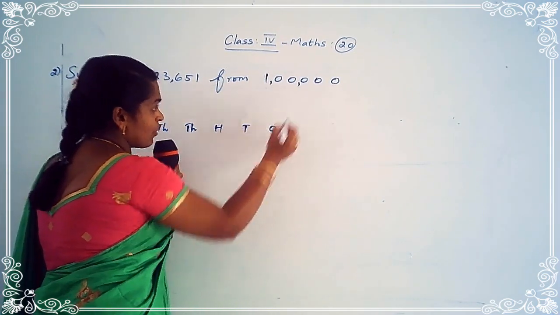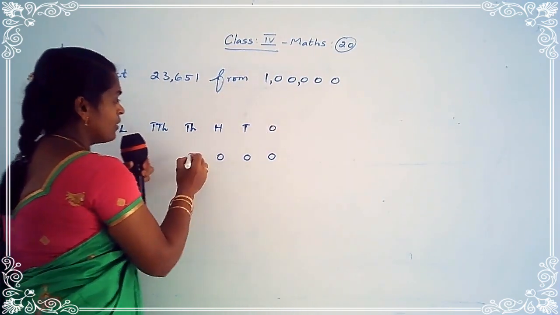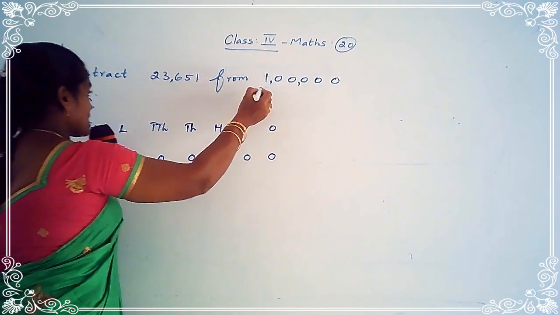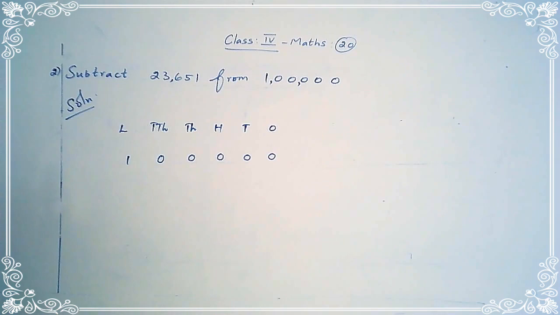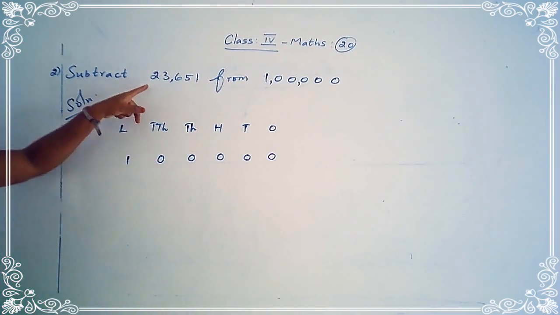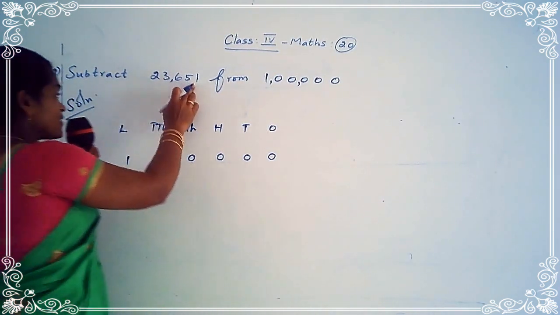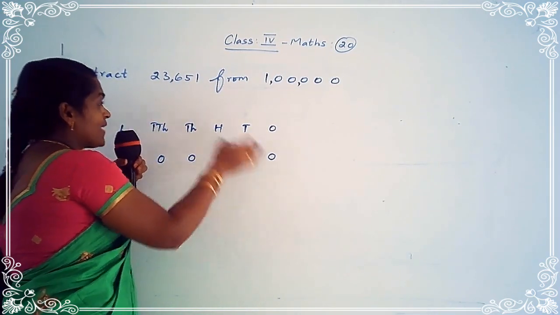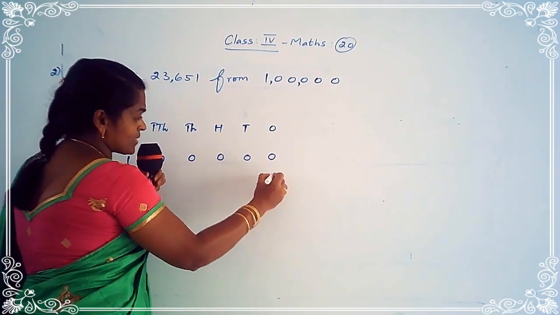Next, the tens place 0, hundreds place 0, thousands place 0, 10,000 place 0. Next, the lakhs place has 1. The 10 lakh place is not there, so leave it. Next you should write 23,651 second. You write the numbers in columns according to place value. Here the ones place has 1, so below the ones place you write 1.